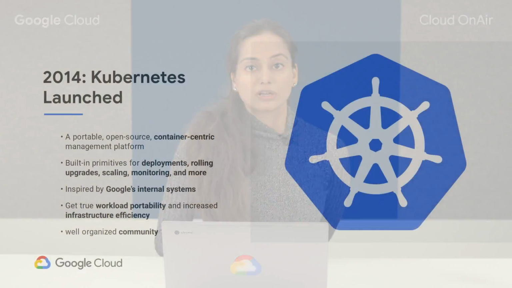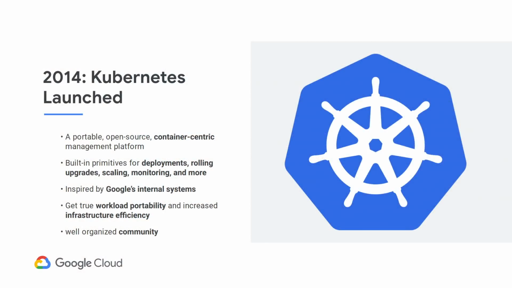Kubernetes was inspired by Google's internal systems, very popularly known as Borg. We've been running containers for over 15 years. One of the philosophies guiding Kubernetes was workload portability and increasing infrastructure efficiency, such that we relieve you from a lot of these common infrastructure operations. One of the biggest advantages that Kubernetes has is the fact that there is a really well-organized community around it. This is the reason why we see a huge adoption of Kubernetes, not only in cloud-native companies, but also in the enterprises.